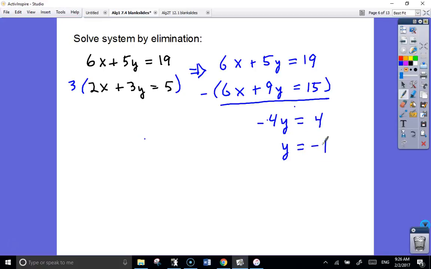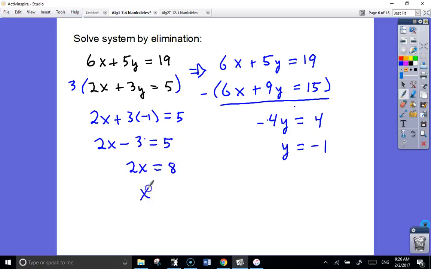Okay, now we got to go somewhere to find the x. It doesn't matter. Like I say, you got 4 possibilities, but I'm going to take this equation right here, 2x plus 3y equals 5. 2x plus 3 times negative 1 equals 5. 2x minus 3 equals 5. 2x equals 8. So the answer is 4, negative 1.